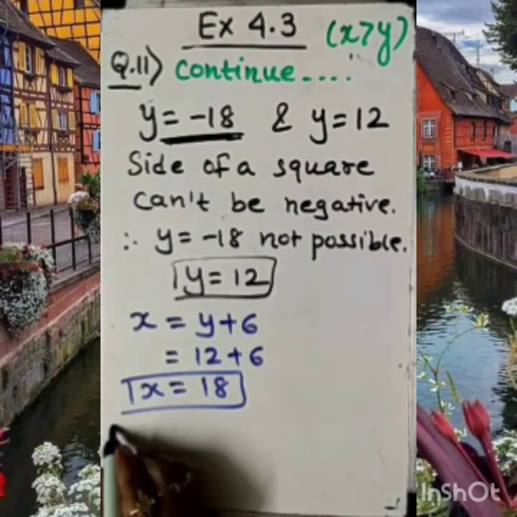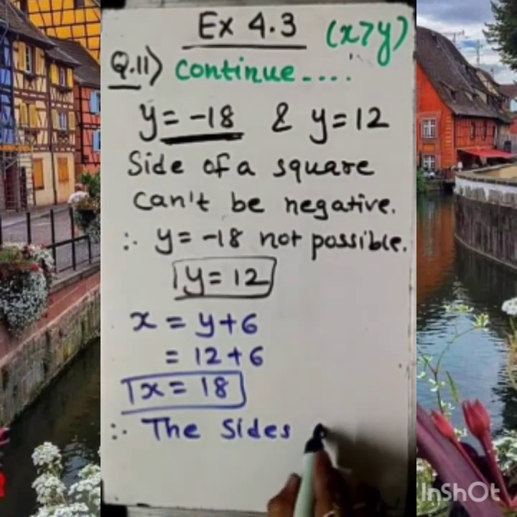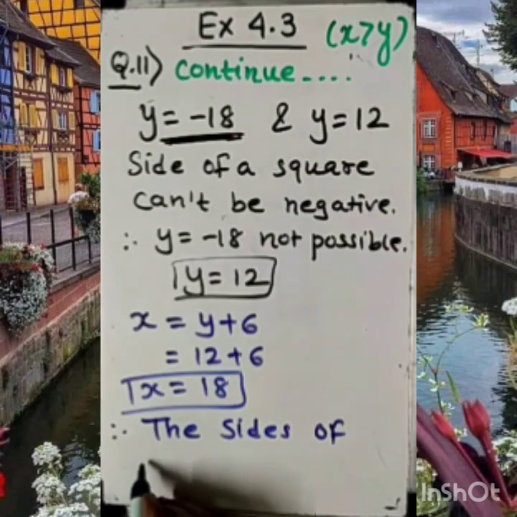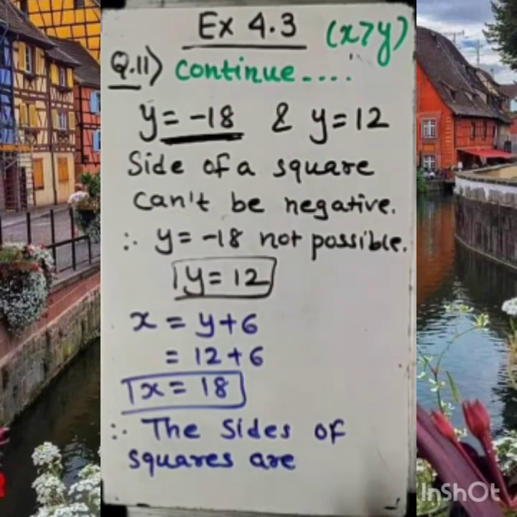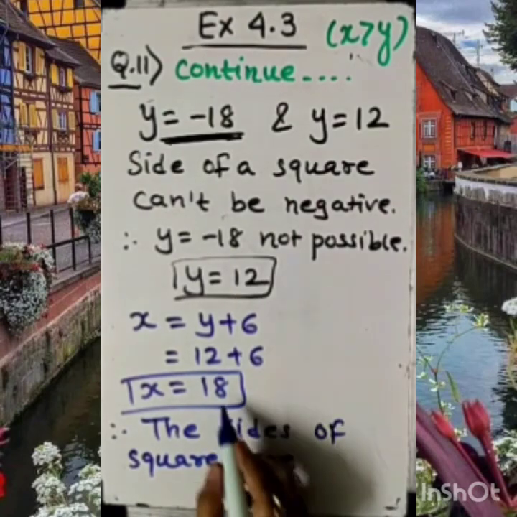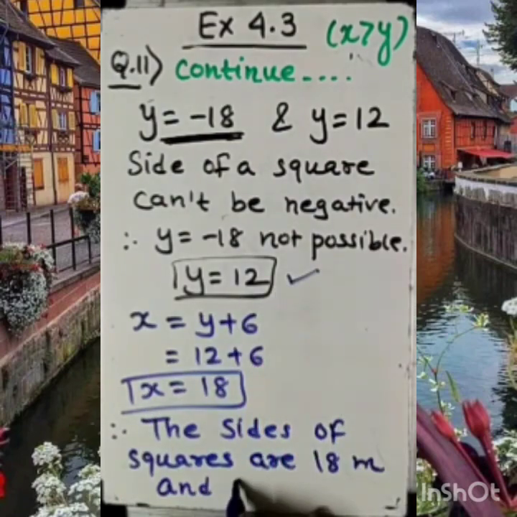So we need to write, therefore, the sides of the two squares. What is the length of the first side? X, that is 18. We need to mention that is 18 meters, and another is y. Y is 12. So the side of the other square will be 12. So this is the complete solution of question number 11. The answer is 18 meters and 12 meters.